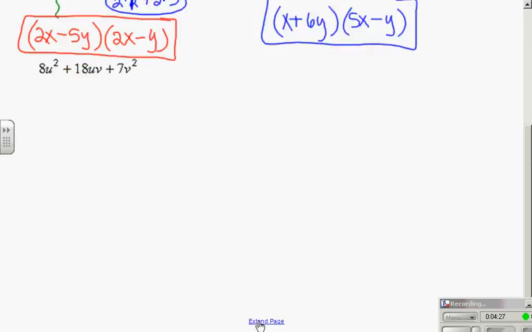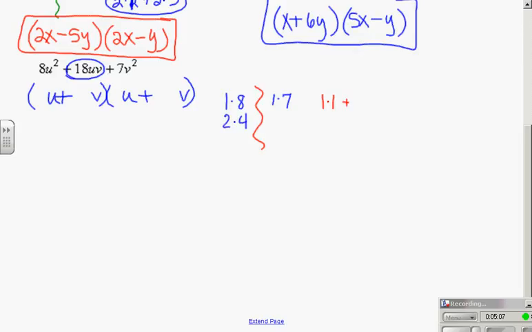And our next example of this kind is 8u squared plus 18uv plus 7v squared. No common factors between 8, 18, and 7. So I'm going to go ahead and factor. I'll put a u in each spot, put a v in each spot, plus, plus, plus, plus. So now I know I have to figure out how to multiply and then add the factors of 8 with the factors of 7 to make positive 18.